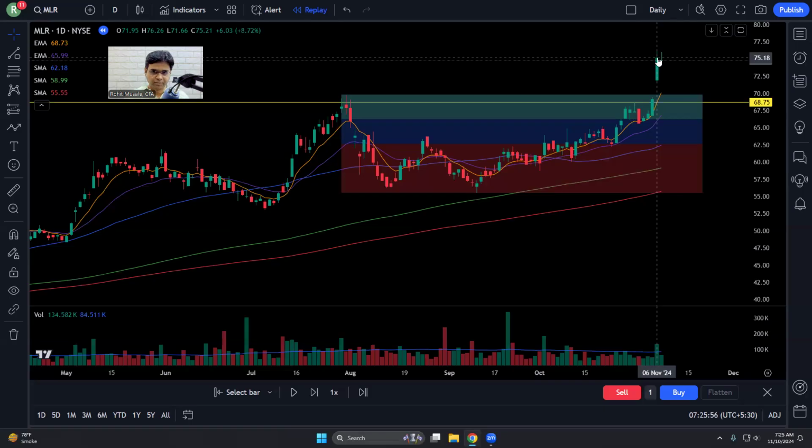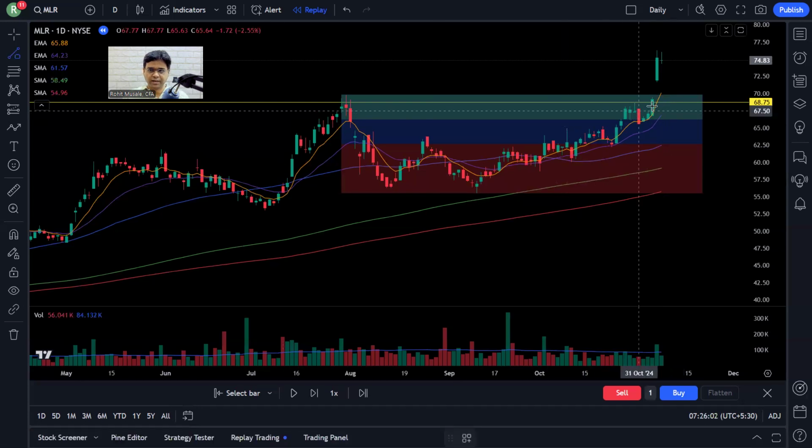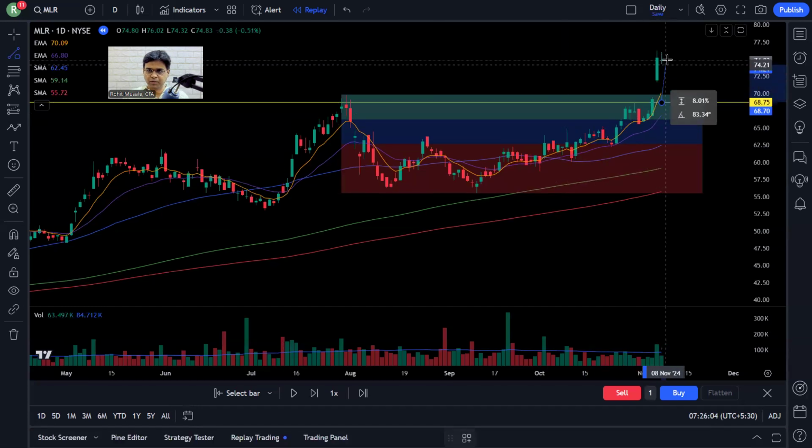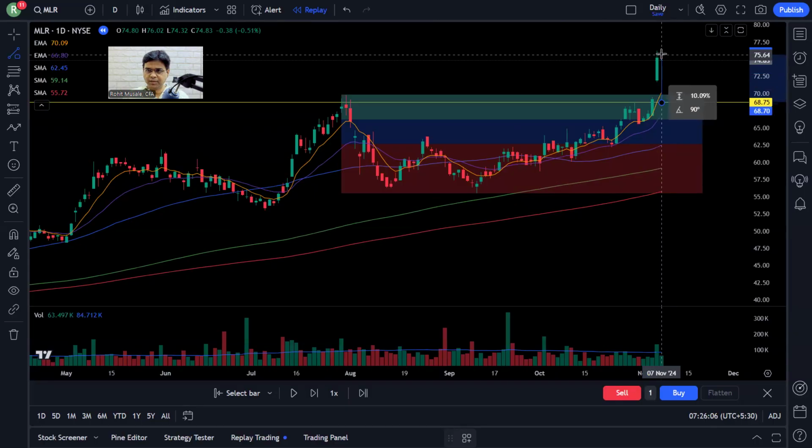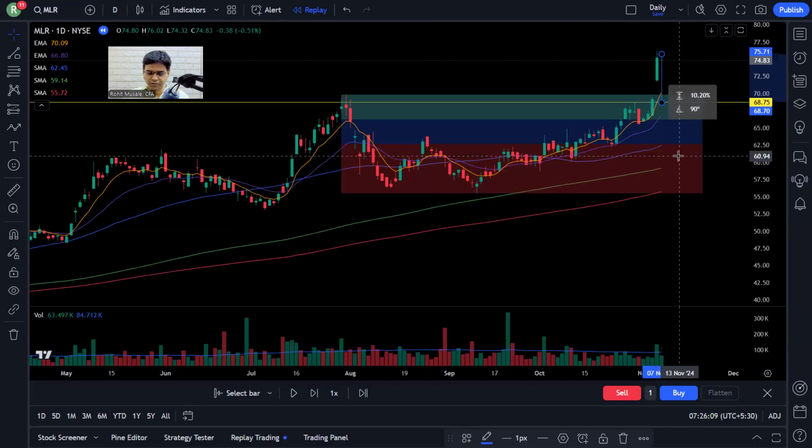So he sold 25%. And on the next day, he sold all because he's getting almost a double digit return. I said 9.65, but probably he must have sold somewhere here on this day. So 10.20. If he's getting a double digit return in just a couple of days, that's a great way to capture profit to finance the risk on your future trades.